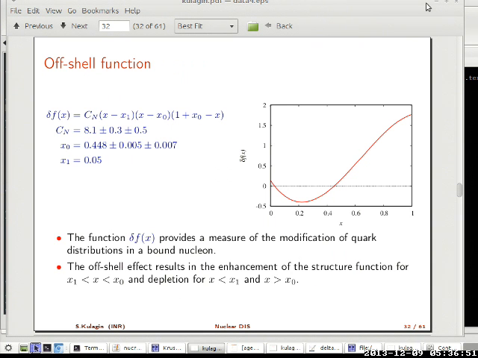This is the shape of the off-shell function extracted from this analysis. It changes sign 2 times, at intermediate x about 0.4. The positive sign of this function means that the off-shell correction is negative, because it is multiplied by the nucleon virtuality in the actual correction, which is negative. So in this region the data prefers to have positive correction.